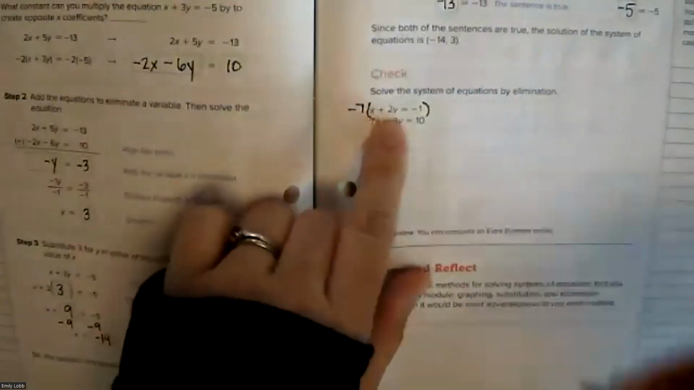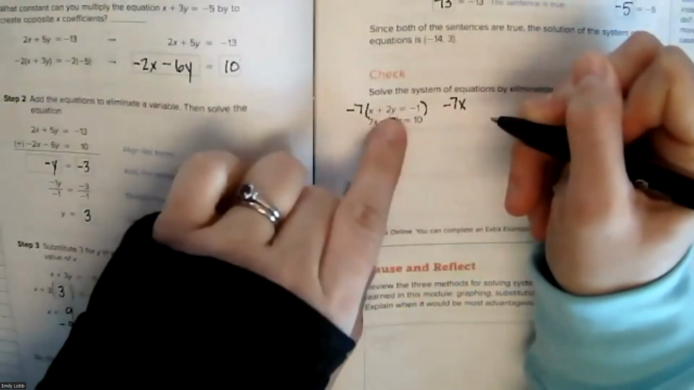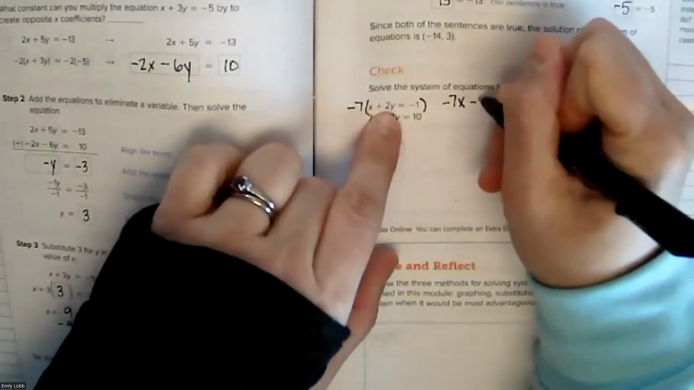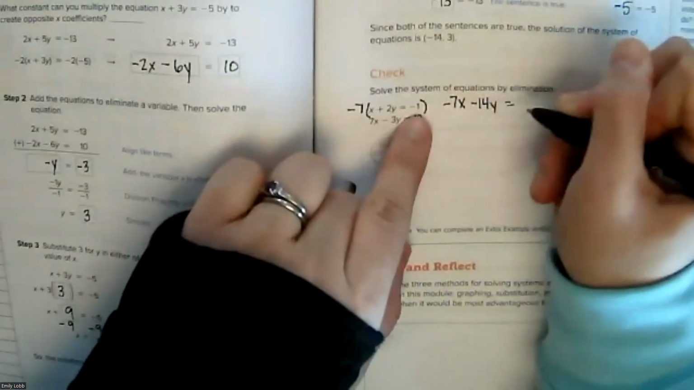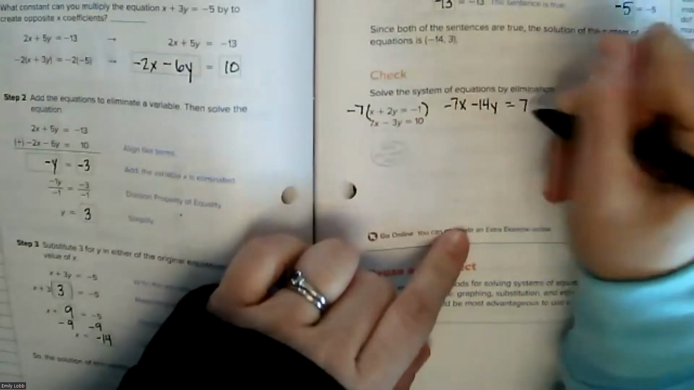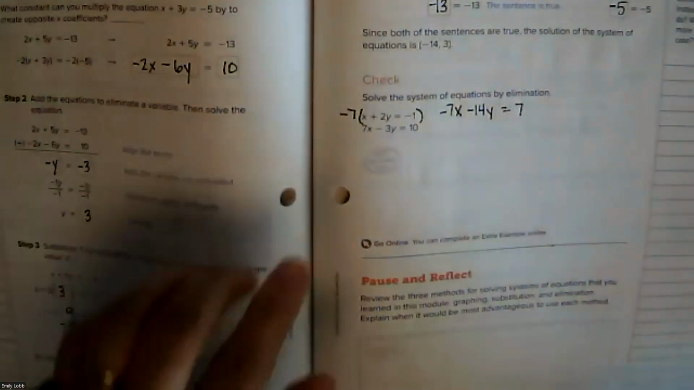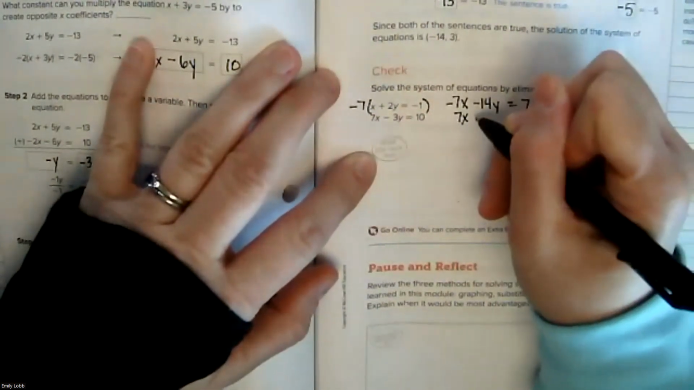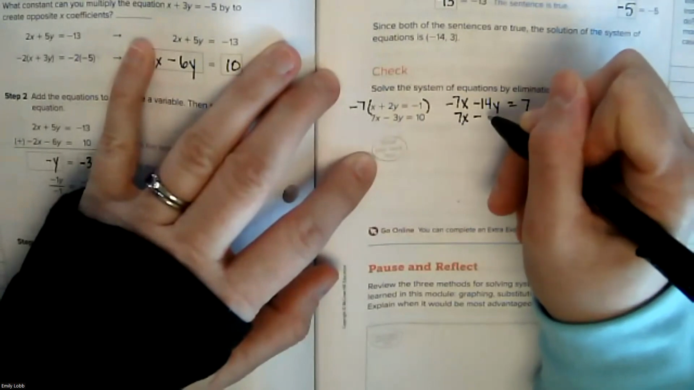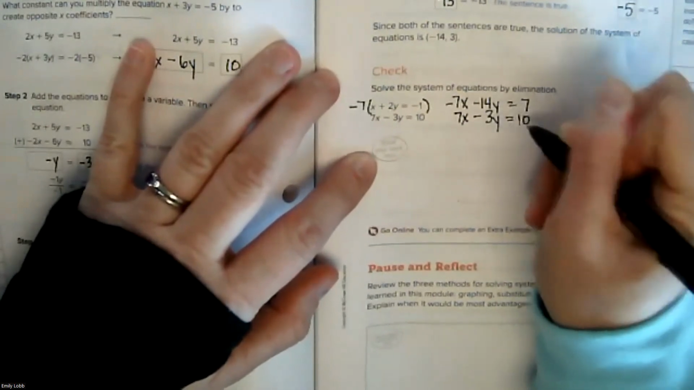So -7 times x, I would rewrite as -7x. -7 times 2y is -14y. And -7 times -1 is a +7. All right, so now I'm just going to rewrite the second equation as is, lining up the like terms. So 7x minus 3y equals 10.